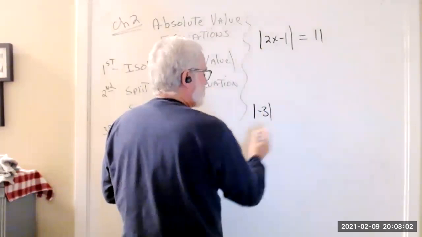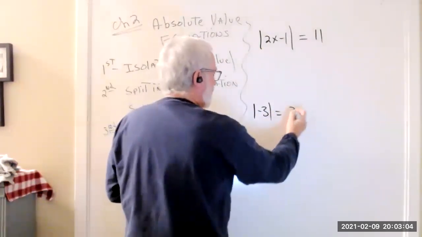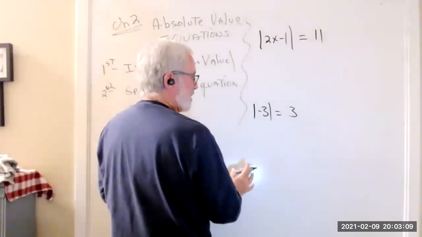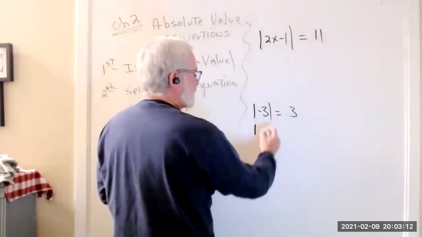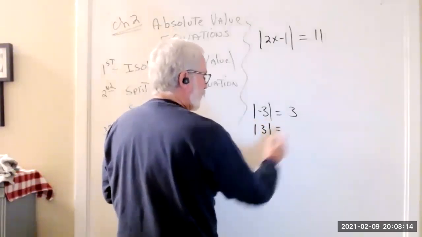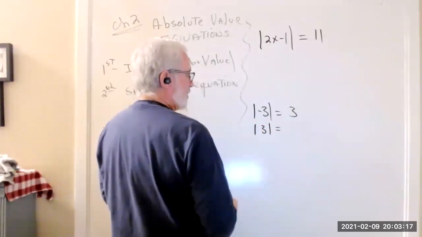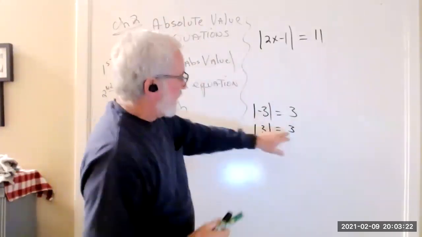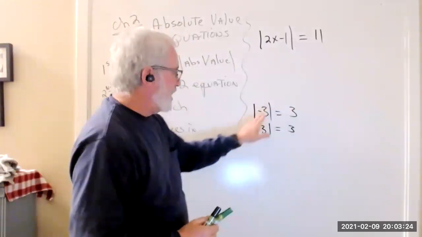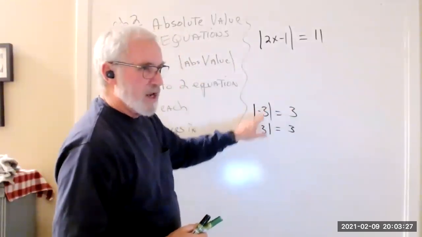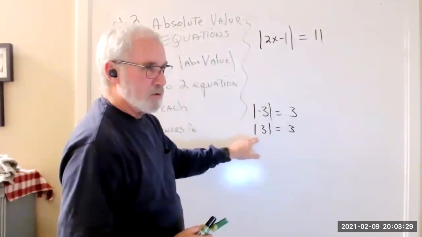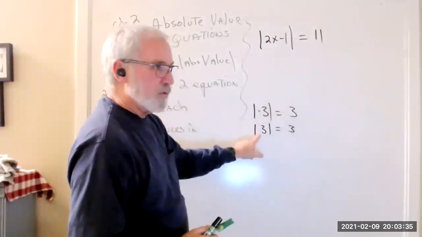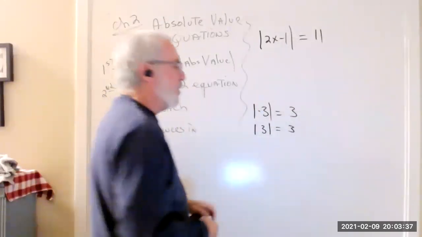If you have the absolute value of -3, the answer is +3. You guys all agree? And if you have the absolute value of +3, what's the answer? 3. Still 3. So check this out. The answer is 3, but the inside could have been 3 or -3. We don't know. The answer was 3, but the inside was either 3 or -3. We don't know.